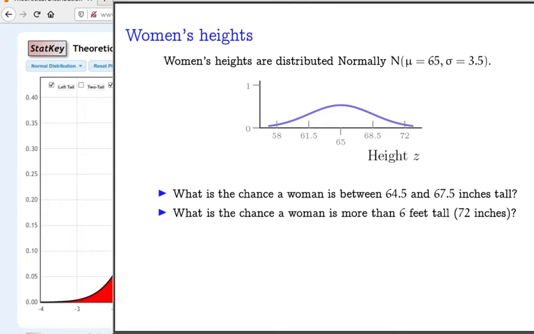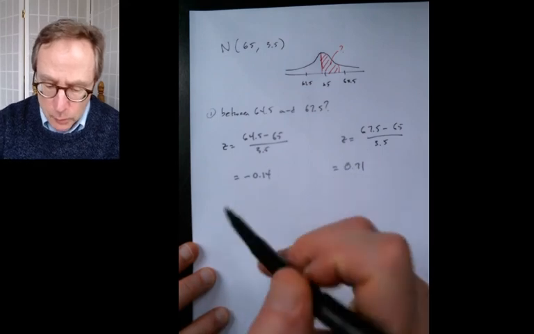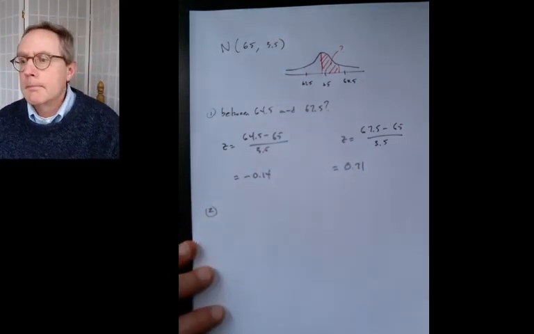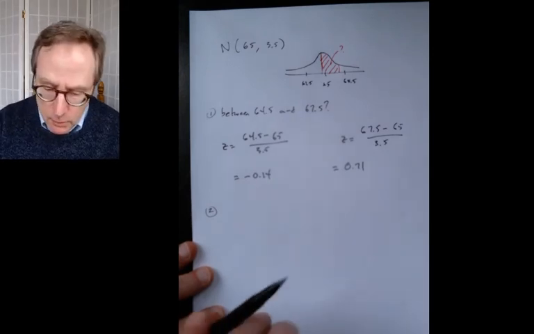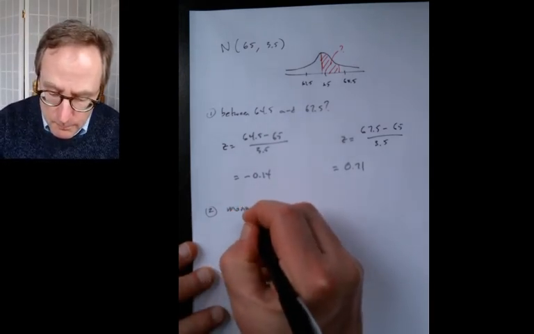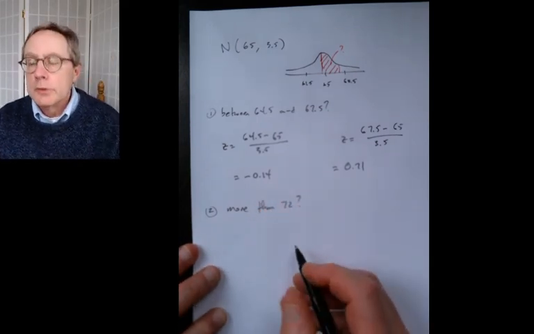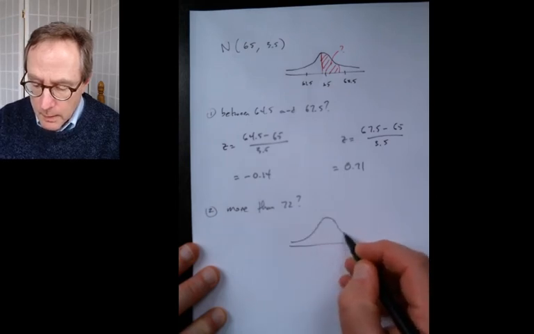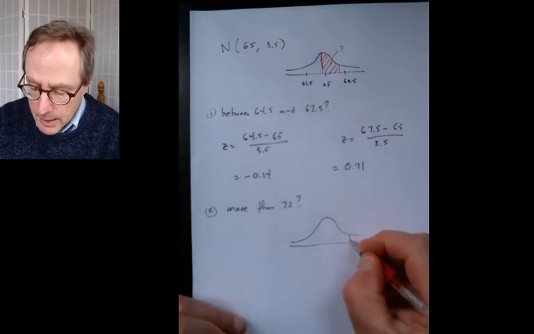So I'm going to answer that also, just to have done. There we go. Chance a woman is more than 6 foot tall. 6 foot tall, 72 inches tall. Okay, so more than. So again, if you draw the bell curve like so, I'm looking for more than 72, so I'm looking for somehow like so.